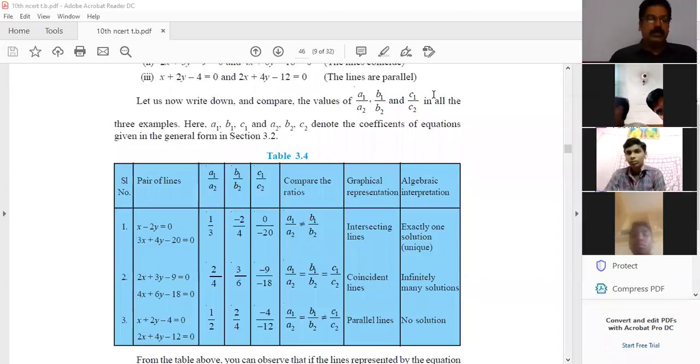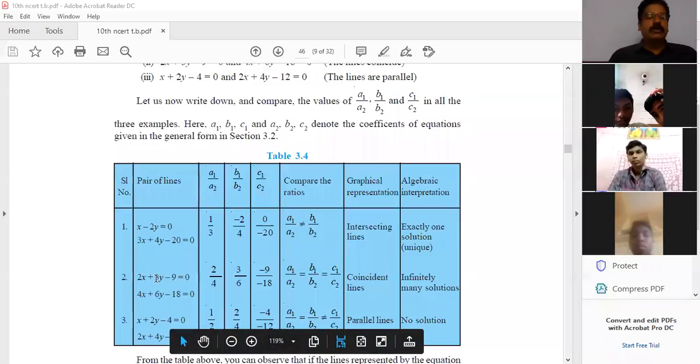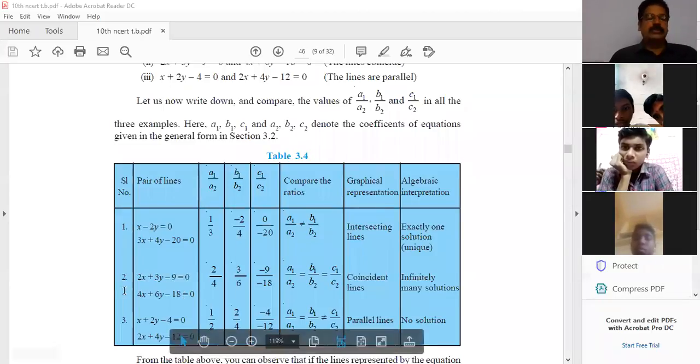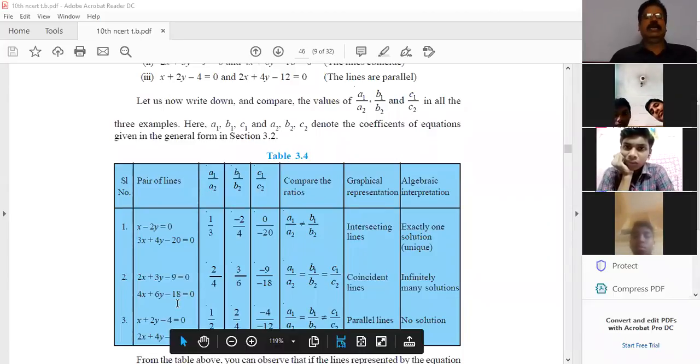Okay, a1 equal to 2 and a2 equal to 4, b1 equal to 3, b2 equal to 6, c1 equal to minus 9, c2 equal to minus 18. c1, c2 also, the constant you have to transpose to LHS equal to 0. Then this is our a1, 2 is a1, b1 is 3, c1 is minus 9. Second equation, a2 is 4, b2 is 6, c2 is minus 18.